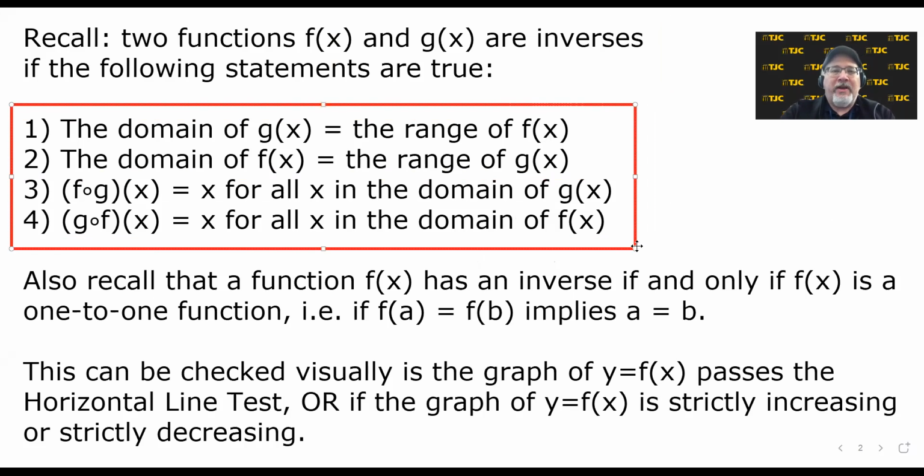Number one, the domain of g of x equals the range of f of x. In other words, the numbers that go into the g function have to be able to come out of the f function. Number two, the domain of f of x equals the range of g of x. So vice versa, the numbers that go into the f function have to be able to come out of the g function. Number three, f of g of x equals x for all x in the domain of g of x. Translation: for every number that you put into g, you should be able to do this.